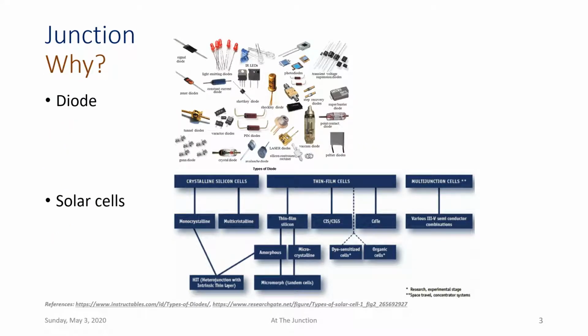So why are junctions so important? Well, without the junction, we would not have diodes, transistors, and LEDs, and we would not even have solar cells without junctions, whether those be crystalline solar cells, thin film solar cells, or multi-junction solar cells. So the formation of a junction leads to the several products listed here on this slide.